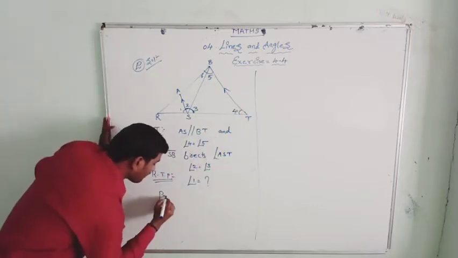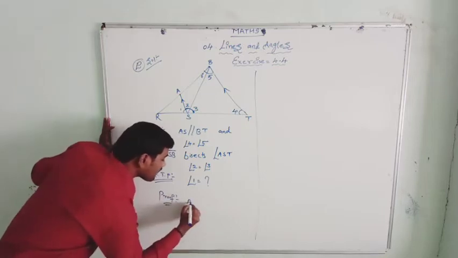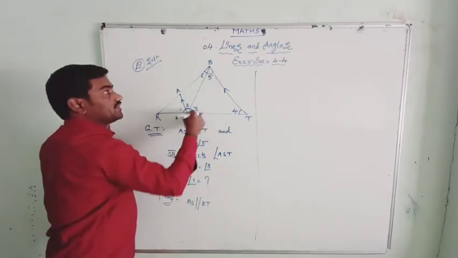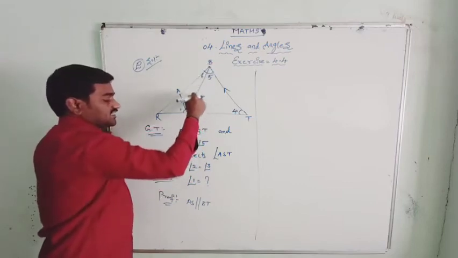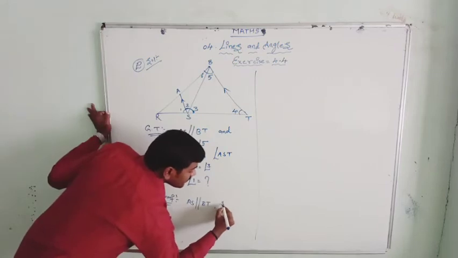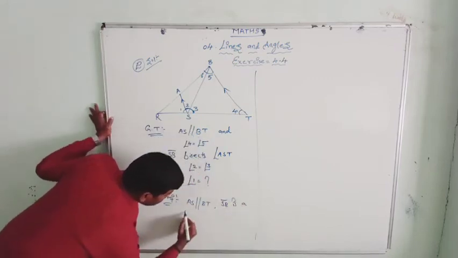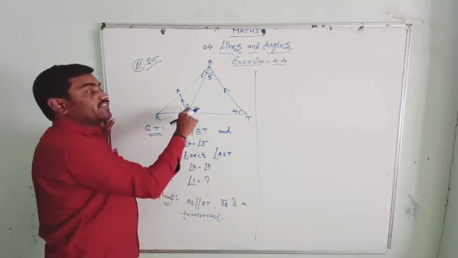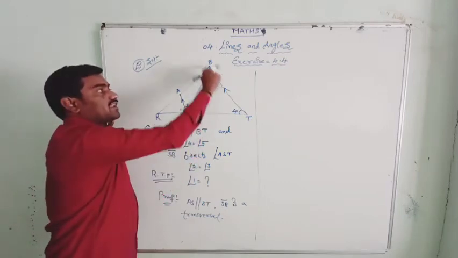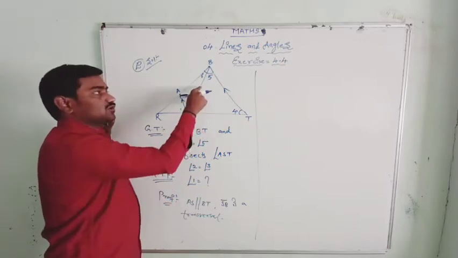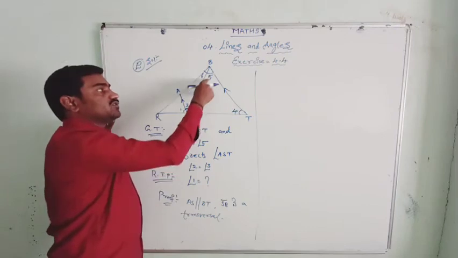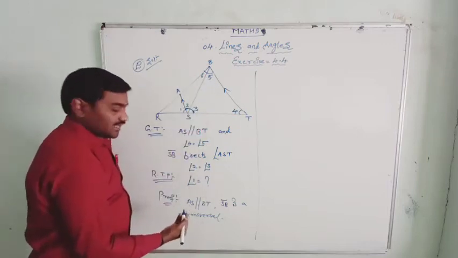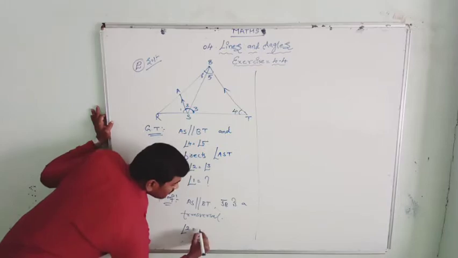AS is parallel to BT. If AS is parallel to BT, then SB is a transversal. If SB is a transversal, we know that the alternate interior angles will be equal. When one line intersects two parallel lines, that is known as a transversal. Here SB is a transversal. Then angles 2 and 5, and angles 3 and 6, are equal. But here we require 2 and 5. Alternate interior angles are equal, that is angle 2 is equal to angle 5.